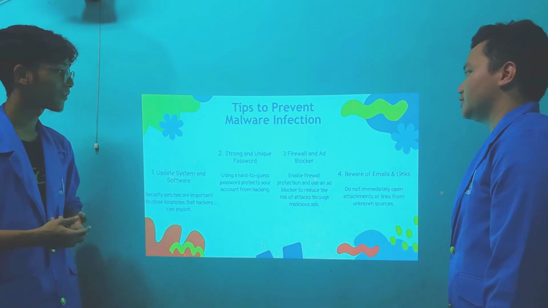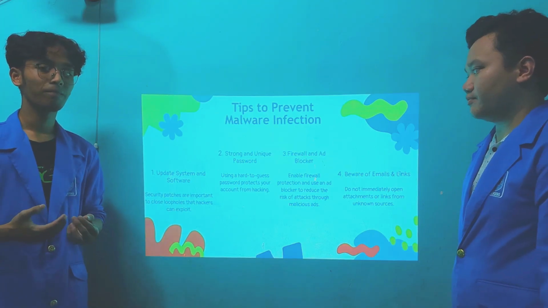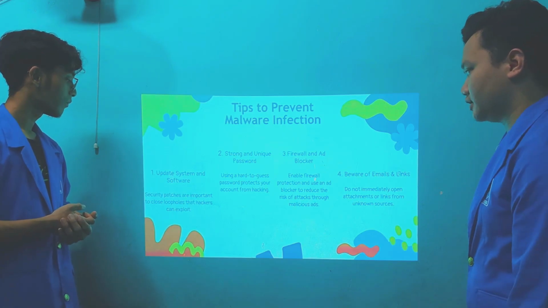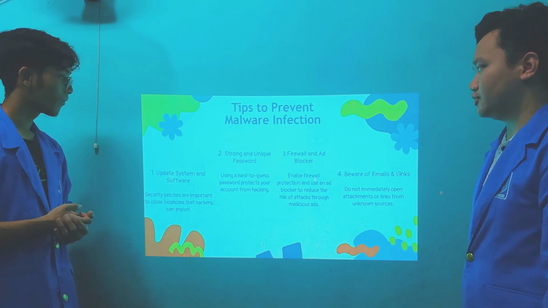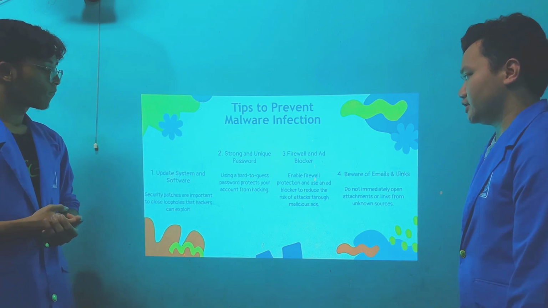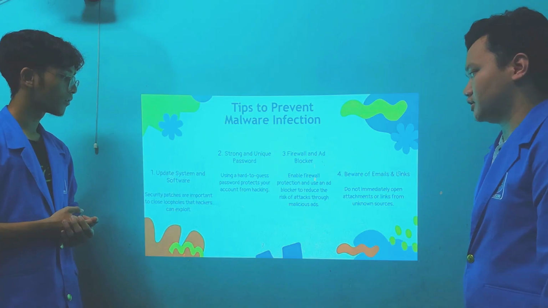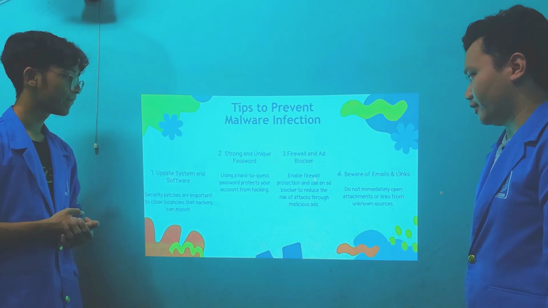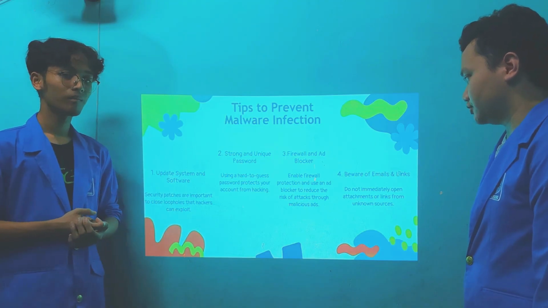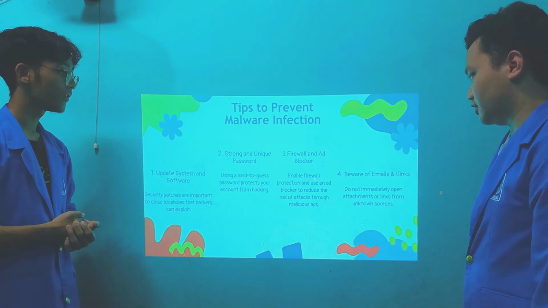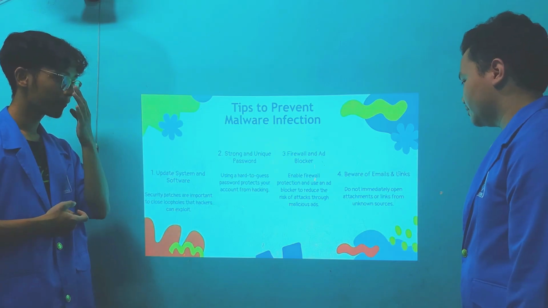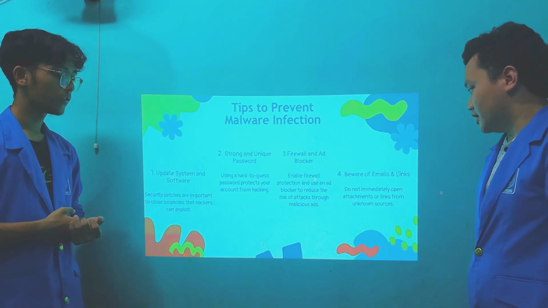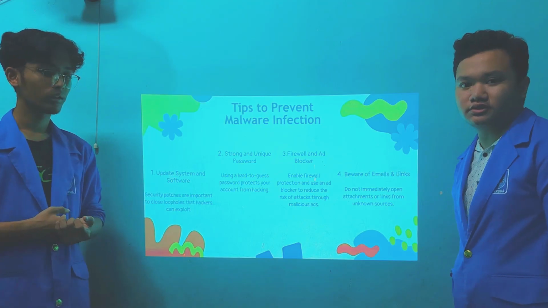Next, tips to prevent malware infection. 1. Update system and software. Security patches are important to close the places that hackers can exploit. 2. Strong and unique passwords. Using a hard-to-guess password protects your account from hacking. 3. Firewall and ad blocker. Enable firewall protection and use an ad blocker to reduce the risk of attack from malicious apps. 4. Beware of email and links. Do not immediately open attachments or links from unknown sources.